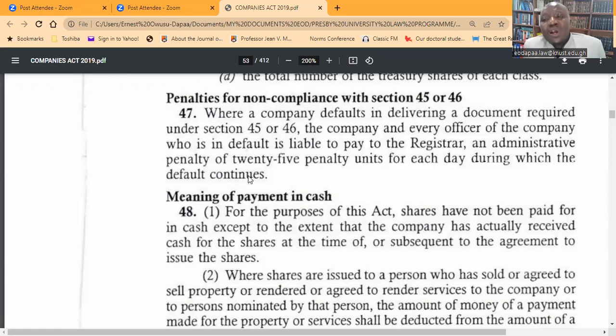You see, unlike the previous approach, where the penalty units had to be inflated and at that time you probably had to go to court, now with administrative penalty units, the registrar can just inflate it. The registrar does not need to go to court. Once the registrar, if they are doing their work well, gets information that you have not complied with sections 45 and 46 regarding the return of issue, right away they can send the administrative penalty unit for you to pay.